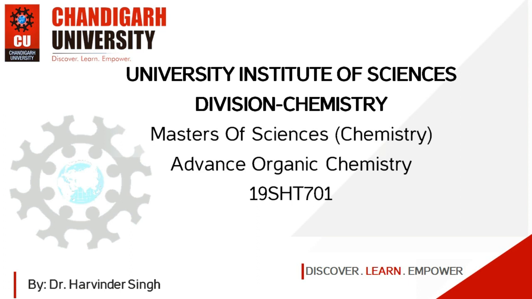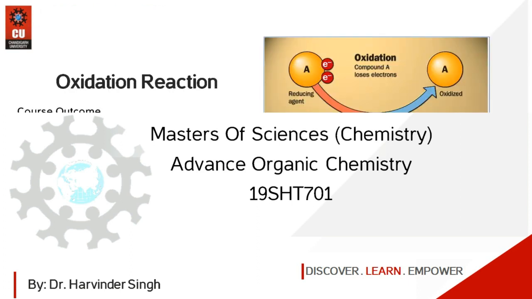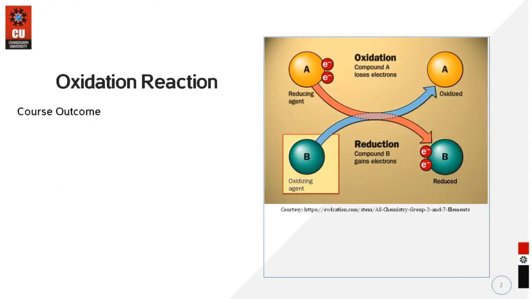Then in unit 3 we are going to learn about molecular rearrangements: why this kind of molecular rearrangement takes place, and what the concept is behind a molecule undergoing some sort of rearrangement. So we will discuss each and everything in detail. So let's start. First is the oxidation reaction.